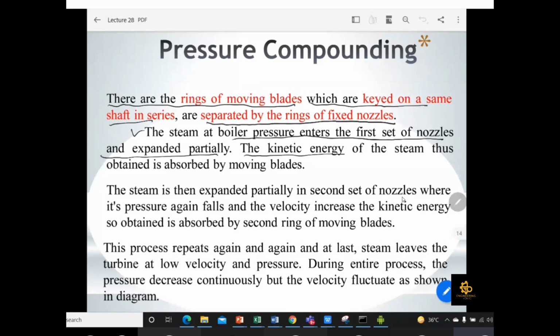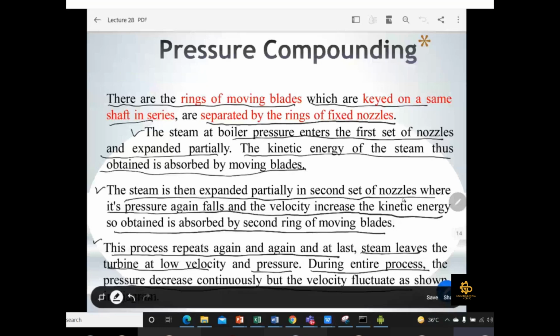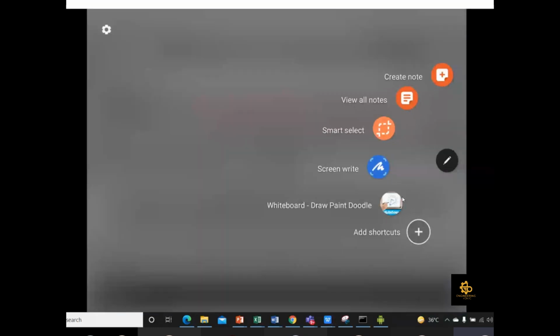The kinetic energy of steam thus obtained is absorbed by the moving blade. The steam is then expanded partially in a second set of nozzles where its pressure again falls and the velocity increases. The kinetic energy so obtained is absorbed by the second ring of moving blades. This process is repeated again and again, and at last steam leaves the turbine at low velocity and pressure. During the entire process, the pressure decreases continuously, but the velocity fluctuates, as shown in the diagram. So we will see the diagram so that you will get some understanding of how pressure compounding looks.